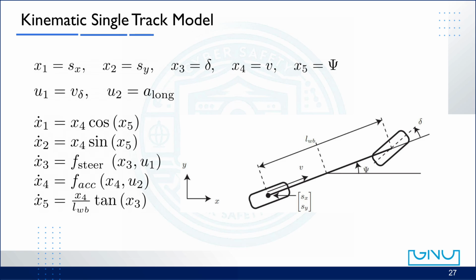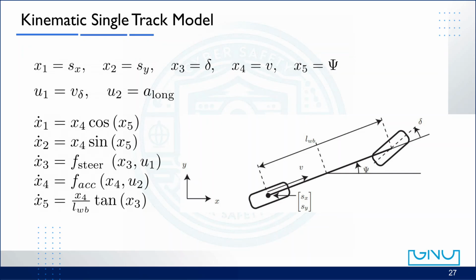x1 dot equals x4 times cosine of x5. x2 dot equals x4 times sine of x5. x3 dot equals f steer of x3 and u1. x4 dot equals FACC of x4 and u2, and x5 dot equals x4 divided by LWB times tangent of x3. Here, LWB represents the wheelbase of the vehicle, the distance between the front and rear axles. So, the yaw rate, or how fast the vehicle rotates, depends on the vehicle's velocity and steering angle.